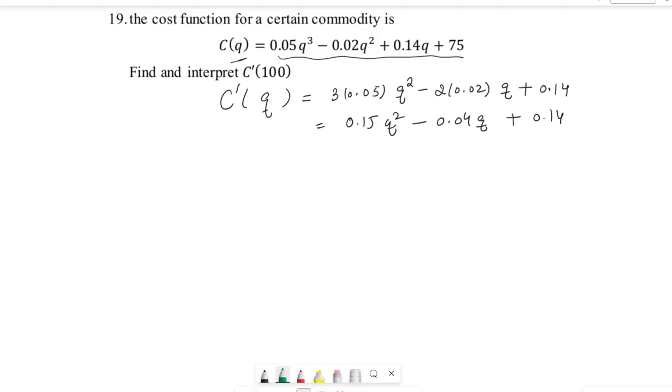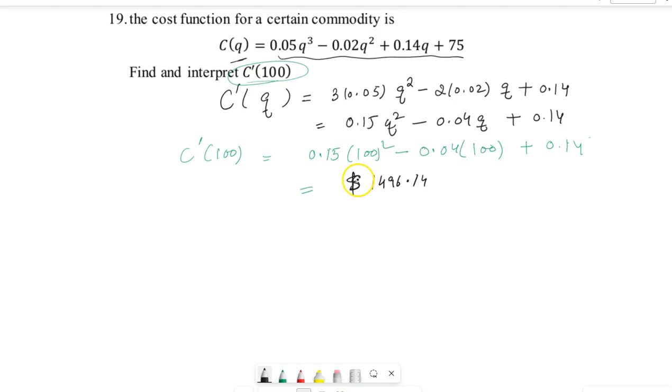They are asking you to find C prime of Q at 100. So all you have to do, in place of Q, you need to put 100 now. 0.15 times 100 square minus 0.04 times 100 plus 0.14. You can punch this in your calculator and I am getting $1496.14. Now, this is in dollars because it's the derivative of cost.